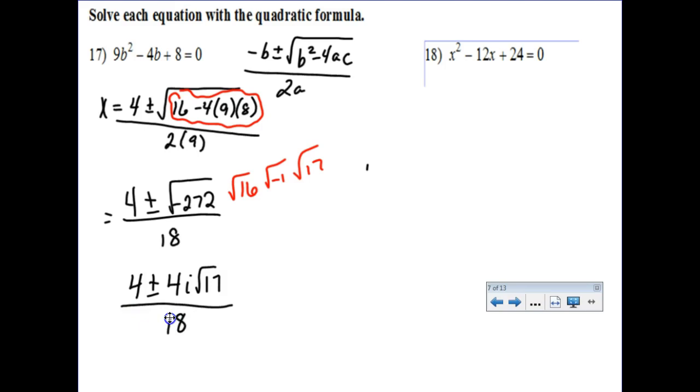And this is a case where we do need to take this further and simplify, because each one of the coefficients will cancel out a 2, or divide by 2. So divide each of these by the same number, 2, and you get x equals 2 plus and minus 2i square root of 17 all over 9.